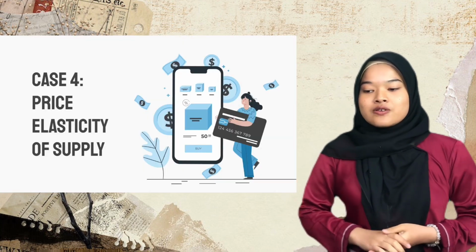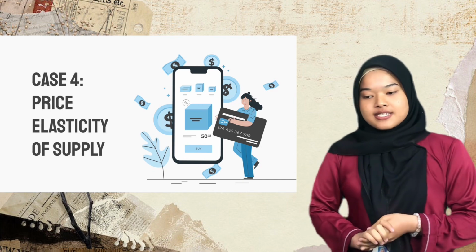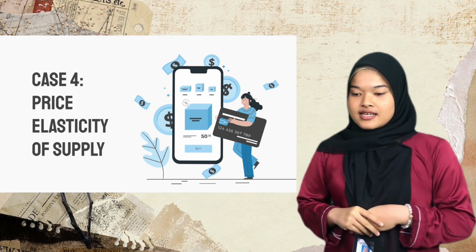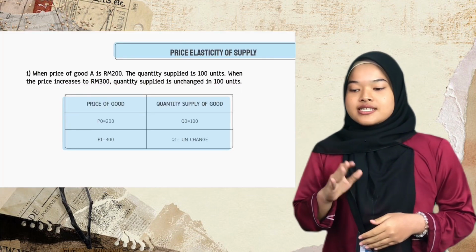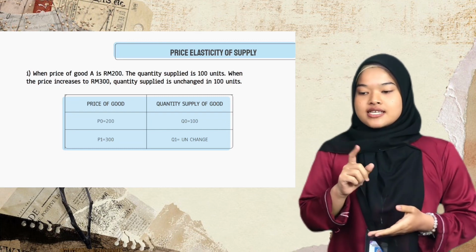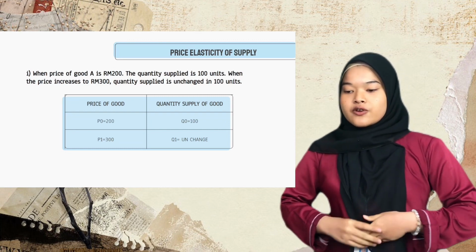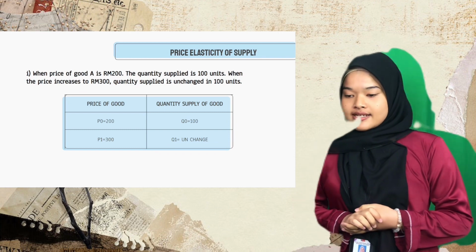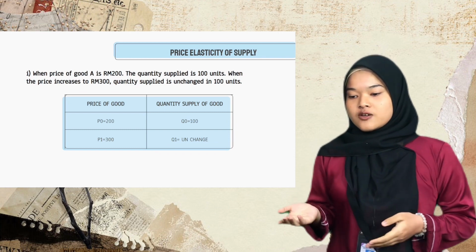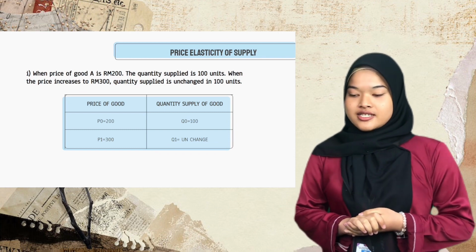Today I will explain about case 4, which is price elasticity of supply. There are 3 situations in this case. The first one is the price of goods increased from 200 to 300. The quantity of supply is unchanged.